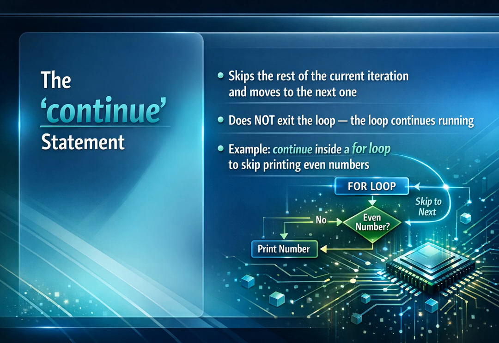The continue statement skips the rest of the current iteration and jumps back to the beginning of the loop for the next iteration. Unlike break, the loop does not end. It just skips what would have happened for that one particular cycle.